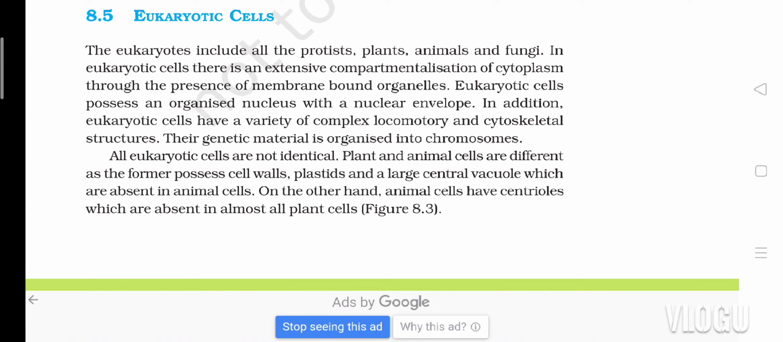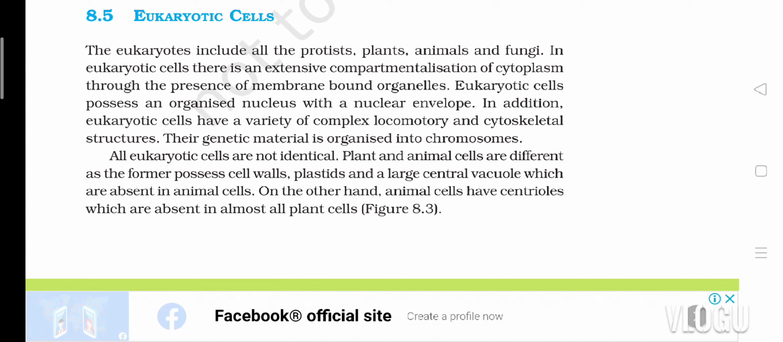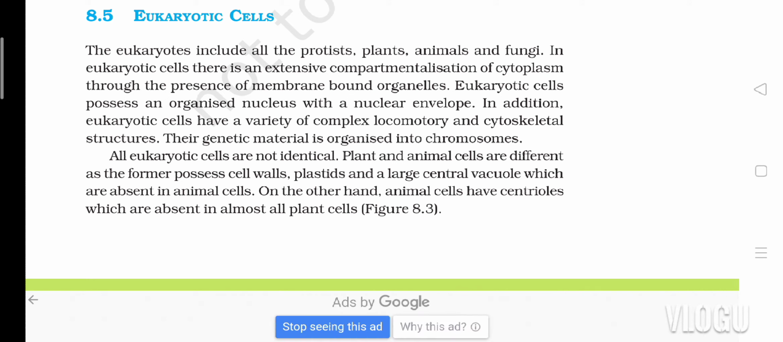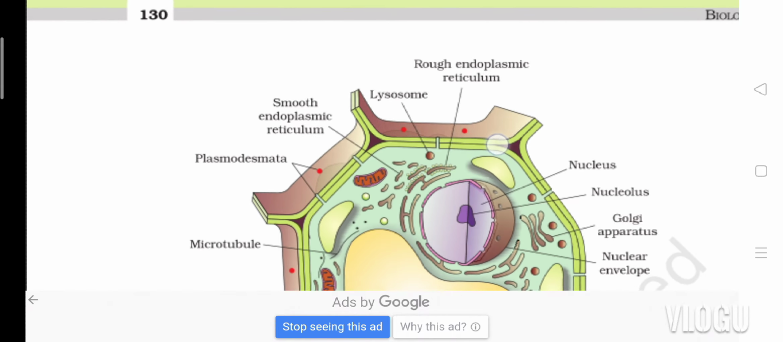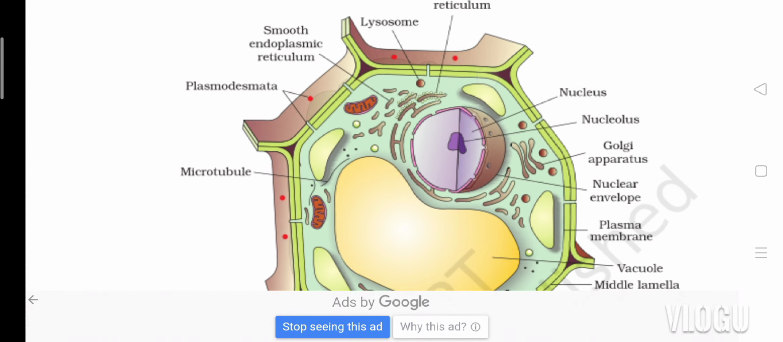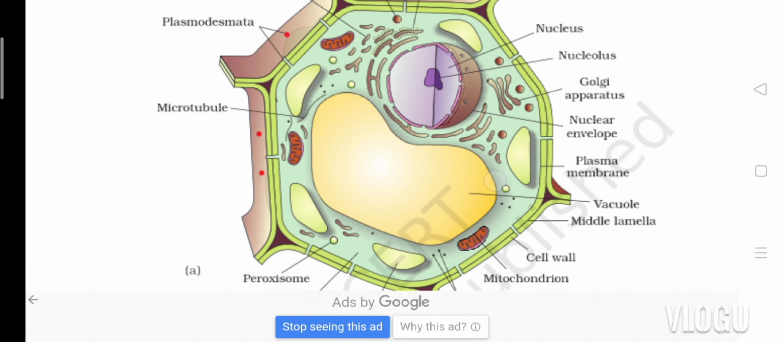Now we will start with the eukaryotic cell. The eukaryotes include all the protists, plants, animals and fungi. These are the kingdoms. In eukaryotic cells, there is an extensive compartmentalization of cytoplasm through the presence of membrane-bound organelles. You know the difference between prokaryotes and eukaryotes: in prokaryotes, all the membrane-bound organelles are absent, and in eukaryotes, membrane-bound organelles are present. So many compartments are formed in the cytoplasm of the eukaryotic cell.